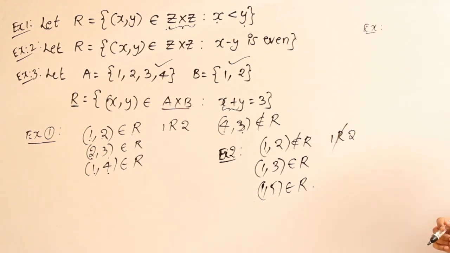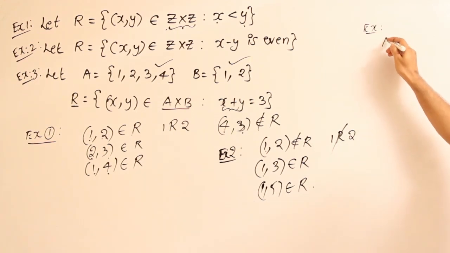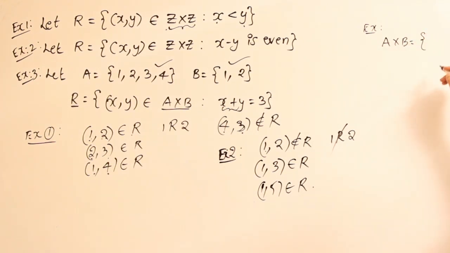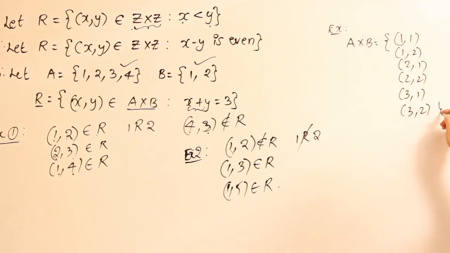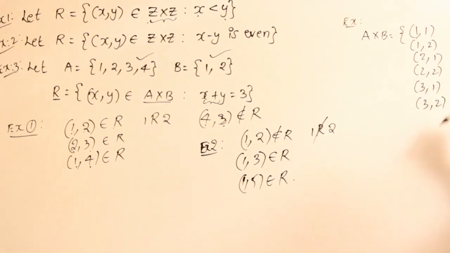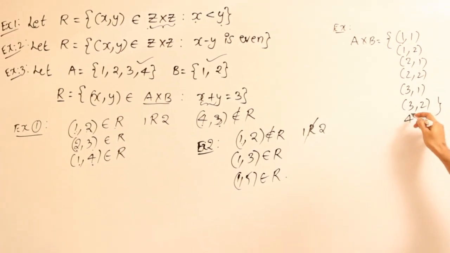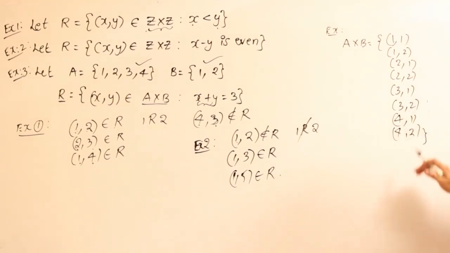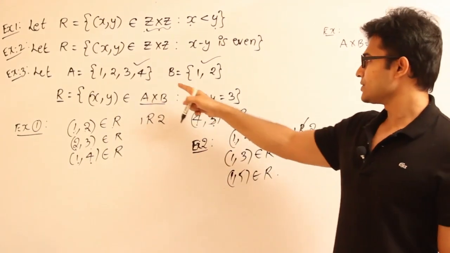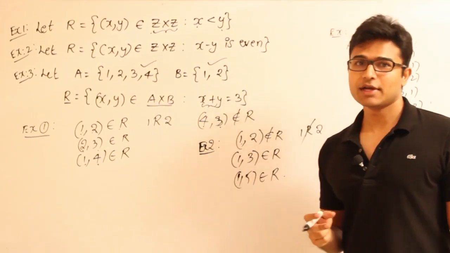Let's talk about example 3. A is given and B is given. Find out A cross B first, A Cartesian product B. Then what do we get? We are going to get (1, 1), (1, 2), and then (2, 1), (2, 2), (3, 1), (3, 2), (4, 1), (4, 2). So we got totally 8 elements here. Why 8 elements? Because in A there are 4 elements and in B there are 2 elements. So totally we are going to get 8 elements.